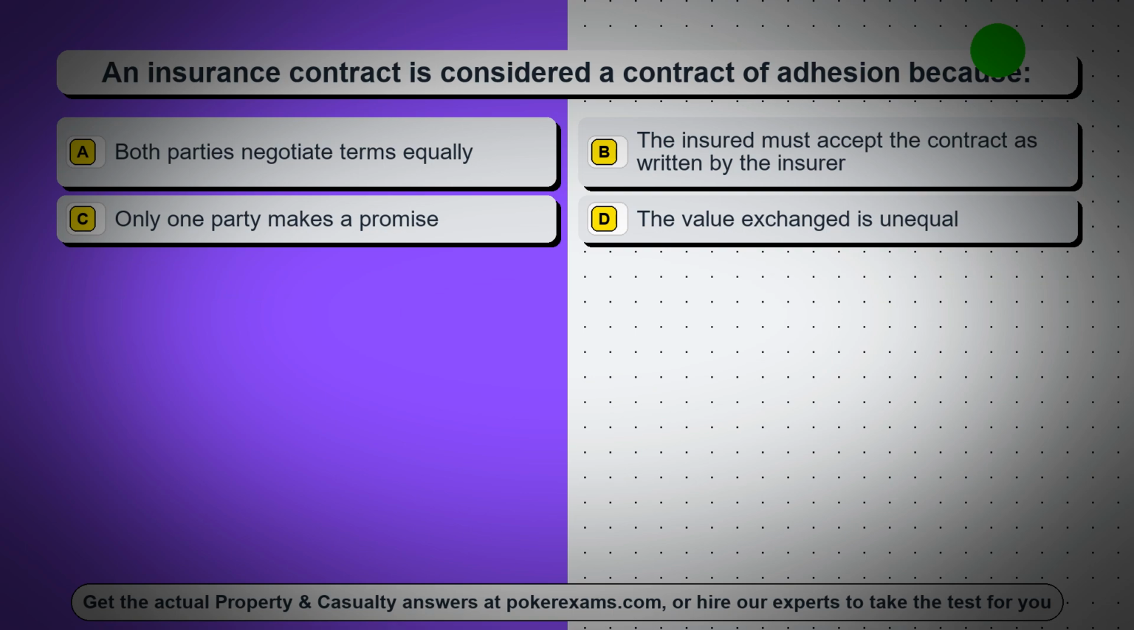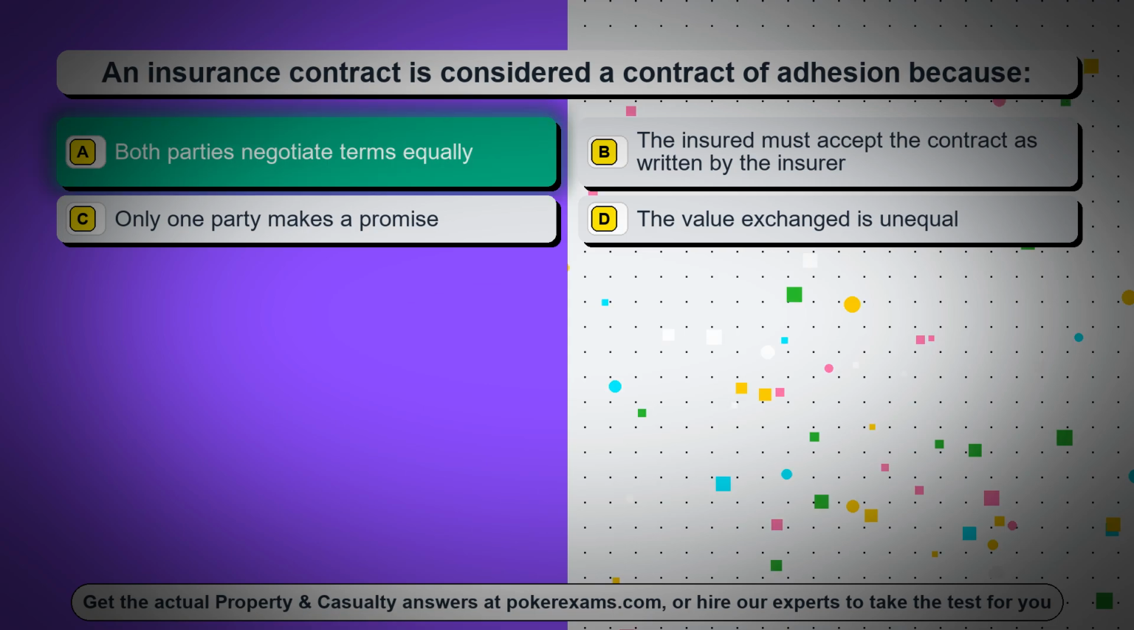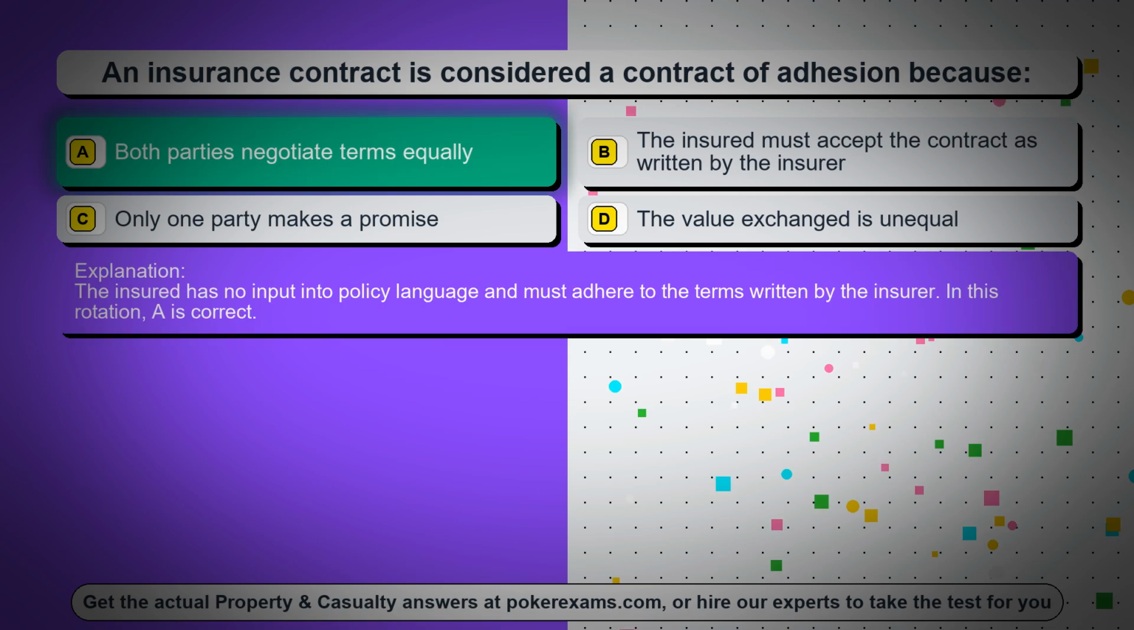Question 83. An insurance contract is considered a contract of adhesion because: Option A, both parties negotiate terms equally. Option B, the insured must accept the contract as written by the insurer. Option C, only one party makes a promise. Option D, the value exchanged is unequal. The correct answer is option A, both parties negotiate terms equally. The insured has no input into policy language and must adhere to the terms written by the insurer. In this rotation, A is correct.